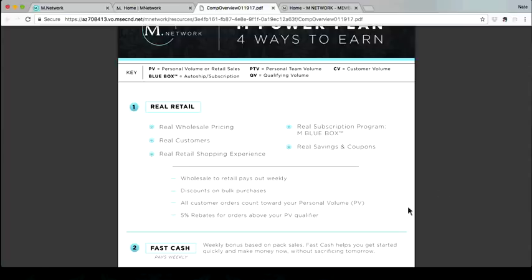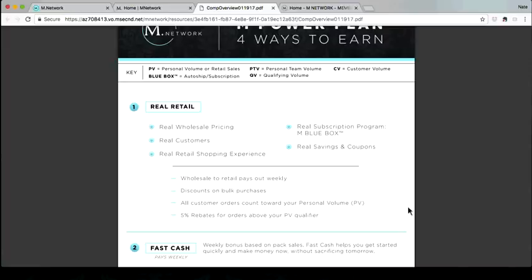So real retail is about that wholesale to resale difference. Buy a box from us direct at a wholesale price, turn around, sell it to somebody at a retail price, and you pocket the difference and you get whatever volume goes along with that.